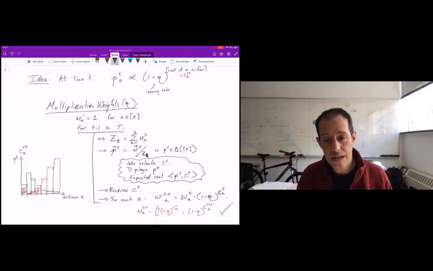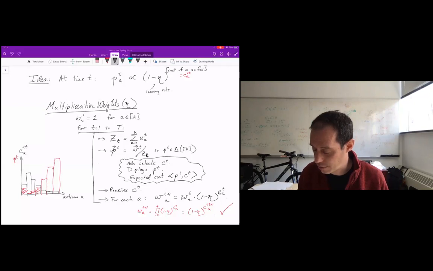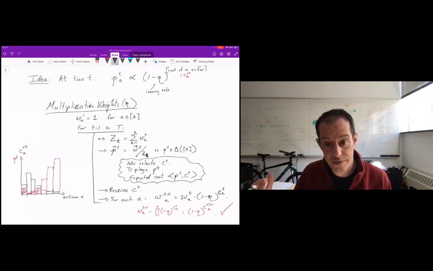Okay, so in the last part of the lecture, what I'd like to do is try to analyze this algorithm and show that it has low regret for any adversarially chosen sequence of cost vectors.